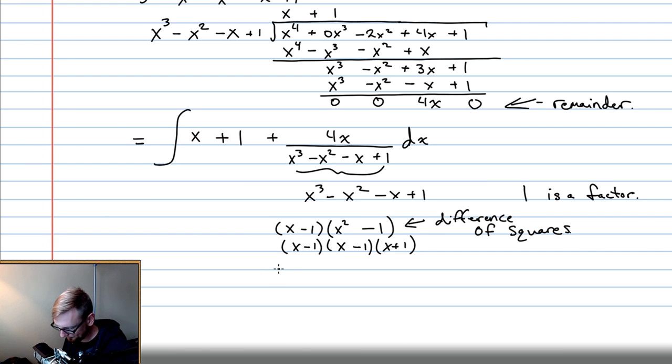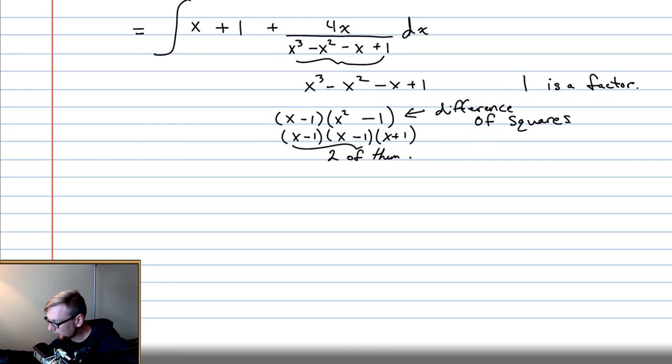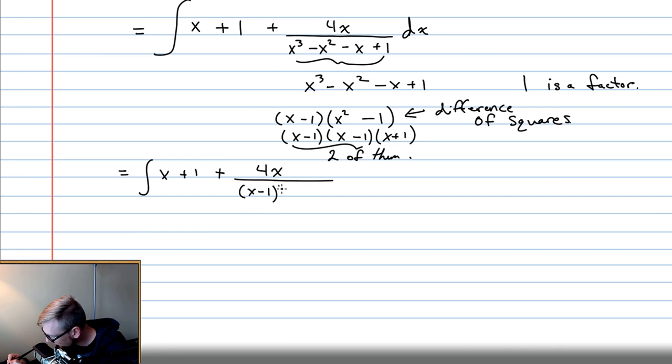Now what? So we've got a square factor, and there's two of them. So then we need to have a partial fraction decomposition with all of this. Coming down. So now we are down to the integral of x plus 1, and then we're going to write this again: 4x over (x minus 1) squared times (x plus 1) dx. And now we're going to do partial fractions.